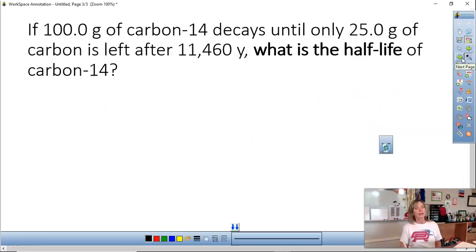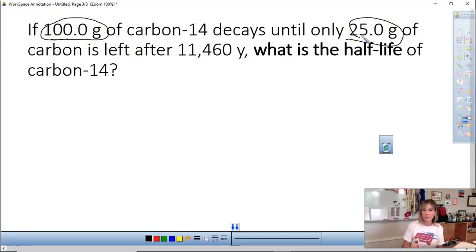There we go. All right, 100 grams of carbon-14 decays until only 25 grams of carbon is left after 11,460 years. What is the half-life of carbon-14? Well, we've got some information. It says that we have 100 grams. We start with 100 grams, and it decays until we have 25 grams left. Okay, we need to figure out how many times that decays. That's going to be the number of half-lives. It says that it decays to 25 grams after 11,460 years.